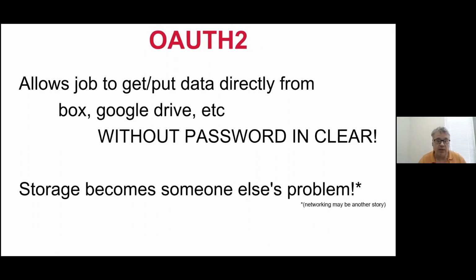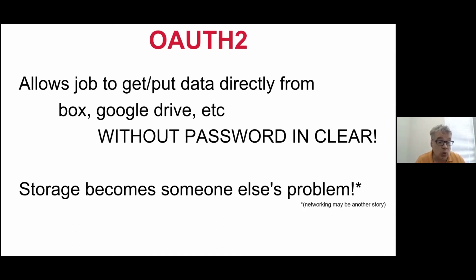For non-scientific data access, there's a more widely used protocol called OAuth2. This is the protocol that, when you do your two-factor authentication, you pop up to Google or Amazon or whatever, and it is doing authentication to some third party that you maybe already have an account with. And again, this is also very useful for storage. This allows jobs to get their data directly from some third-party commercial storage system like Box or Google Drive, again, without sending the password in the clear.